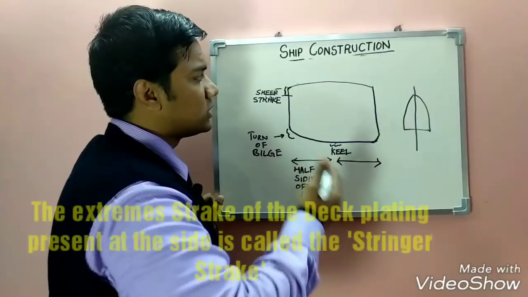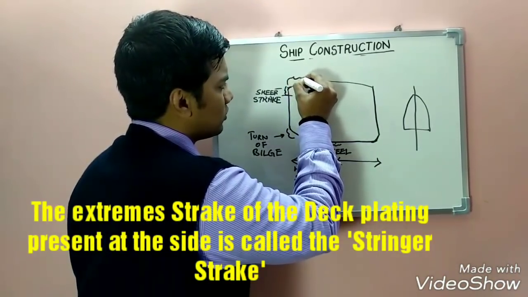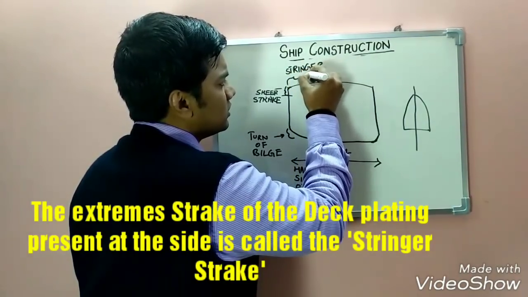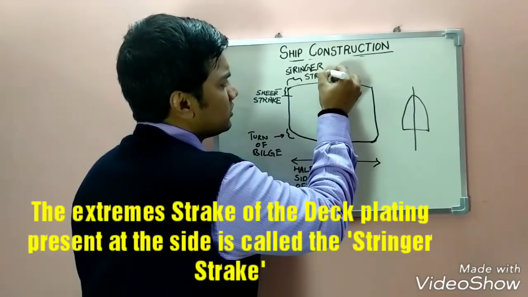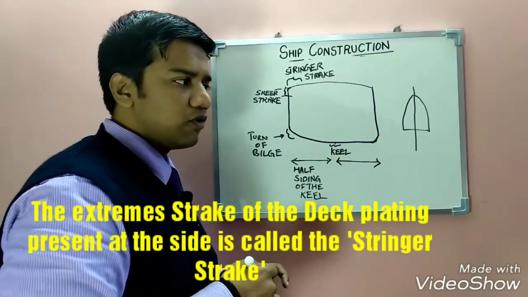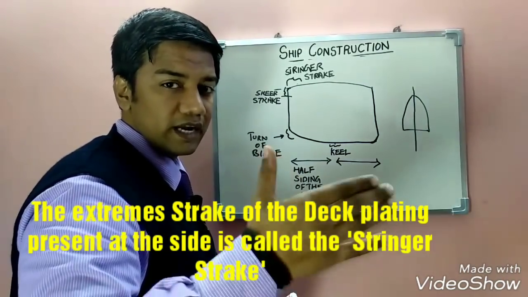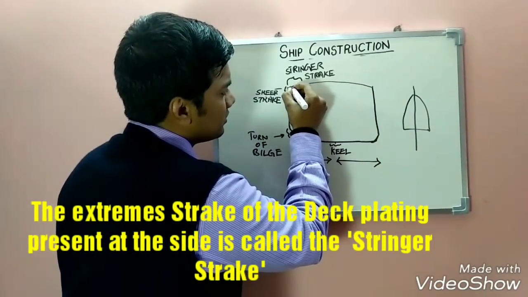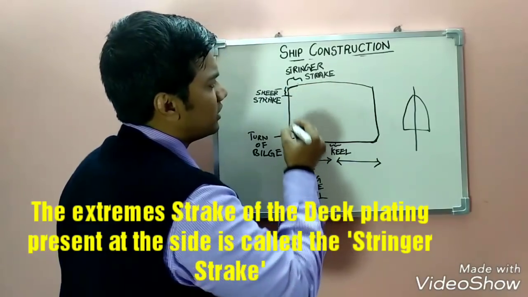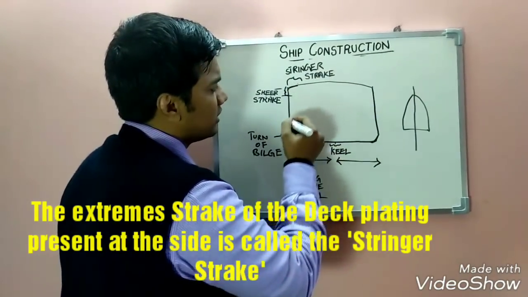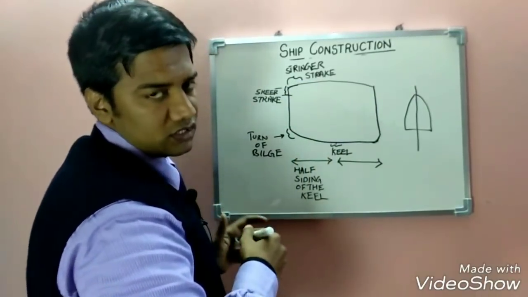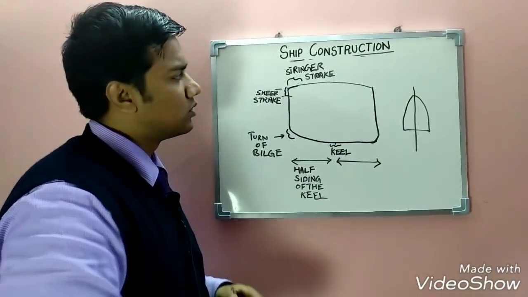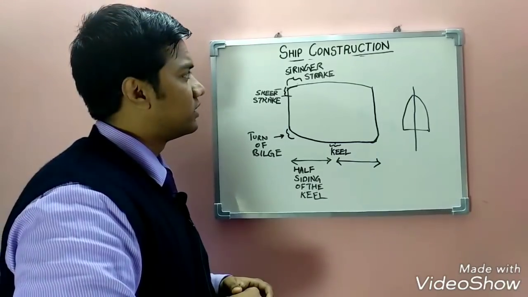Stringer strake. Now, what is stringer strake? This strake present over here is called the stringer strake. Stringer strake is nothing but the extreme or the sidemost strake of a deck plate. This is the deck. The extreme side strake of the deck plating is called the stringer strake. The stringer strake connects to the shear strake. So these are all the important definitions with respect to ship construction.